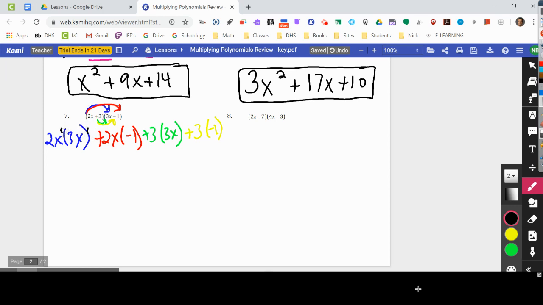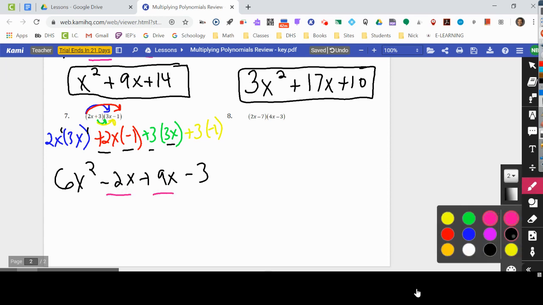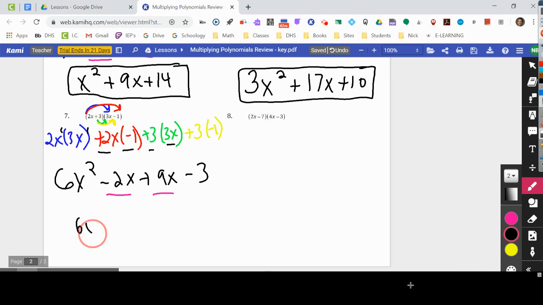So now I'm ready to do some simplifying here. These little exponents of 1, so this gives me 6x to the second. A positive 2x times a negative 1 is just a negative 2x. A positive times a negative is a negative. Then we have a positive 3 times a positive 3x, that's going to give me a positive 9x. And then lastly, we got a positive 3 times a negative 1. That's going to give me a negative 3. Positive times a negative is a negative. Then we got some like terms here that can combine. So then I get 6x to the second plus 7x minus 3.